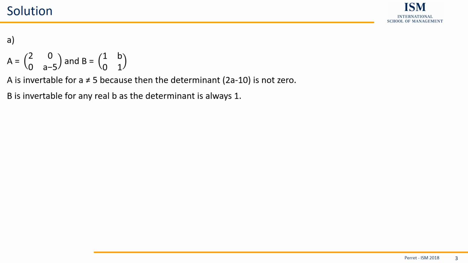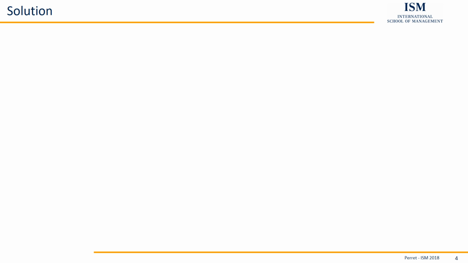If we do the same thing for B, our determinant here is 1 times 1 minus b times 0. So the determinant is always 1, meaning in this case my matrix is always invertible. So here I only have to exclude the value small a being equal to 5. Then I can turn to step 2, to B.